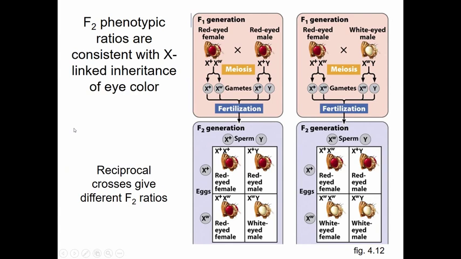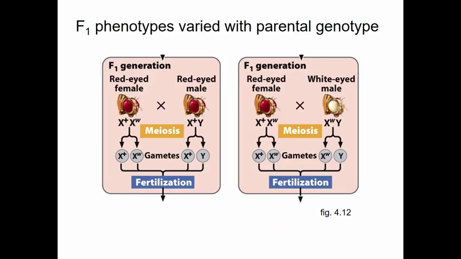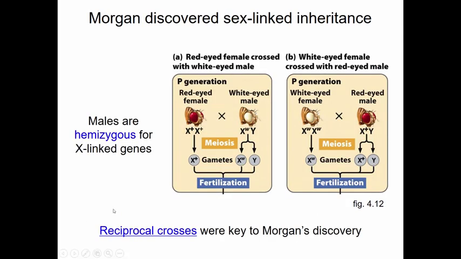Okay, so how do you tell if something is sex-linked versus autosomal? You do reciprocal crosses. Reciprocal crosses mean in one case you're crossing a true breeding mutant with a true breeding wild type version. But in one case, you're using the males as the wild type and the females as the mutant. And in the other case, the females the mutant, and the males the wild type. See how that works? Okay.